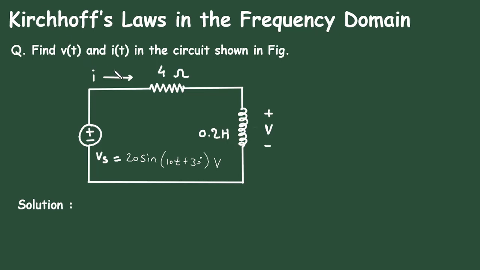In this video, we will see an example on Kirchhoff's laws in the frequency domain. Question: find v(t) and i(t) in the circuit shown in figure. We have to find the value of this current and this voltage, which is the voltage across this inductor, and this is an RL series circuit. So solution: first of all, let's copy this circuit.